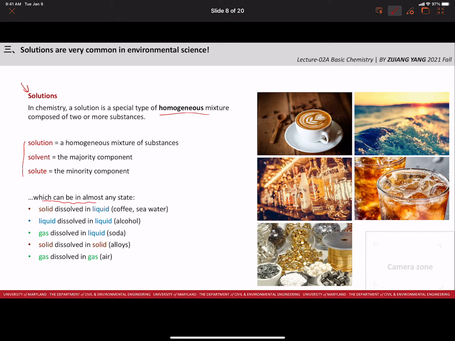And the solution can be in almost any state. Like solid dissolved in liquid, like coffee or tea. And like liquid in liquid, like alcohol. And gas in liquid, like soda. And solid dissolved in solids, like an alloy. And we also have air, which is gas dissolved in gas.